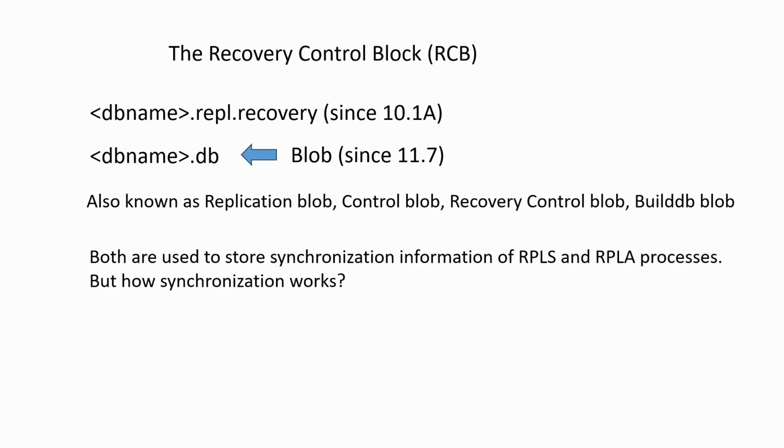Both are used for synchronization between RPLS, the replication server that runs on the source, and the replication agent that runs on the target. But how synchronization works, I really don't know. Progress doesn't publish it. There is the address of this block, and the address of this block is in the master block of the database. So you can get there.